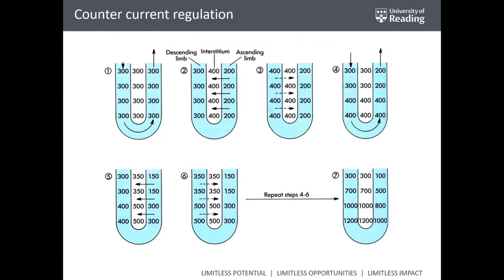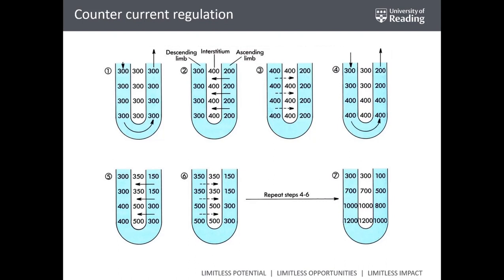But at the same time, new filtrate is coming down, and the new filtrate has an osmolarity of 300 milliosmoles per liter. So now the filtrate that has been concentrated is moving from the descending limb into the ascending limb. And now in the ascending limb, we have a content that has an osmolarity of 400 milliosmoles per liter.